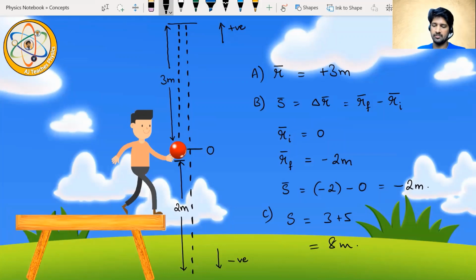I hope you now have a better idea of how to describe the position, distance, and displacement. Let us now look at a question in which the information is given in a slightly different manner.